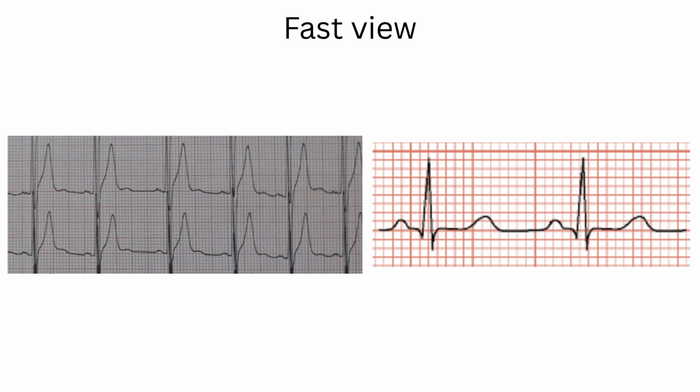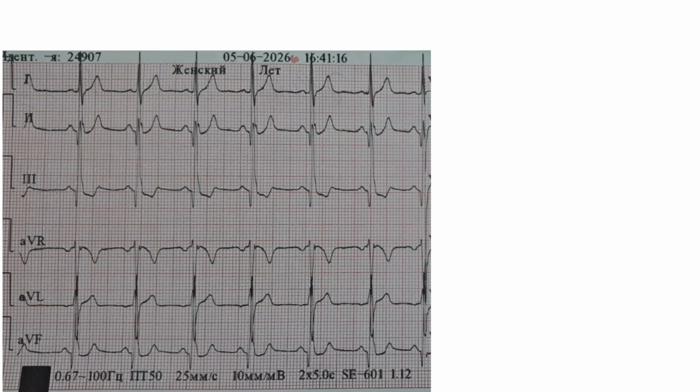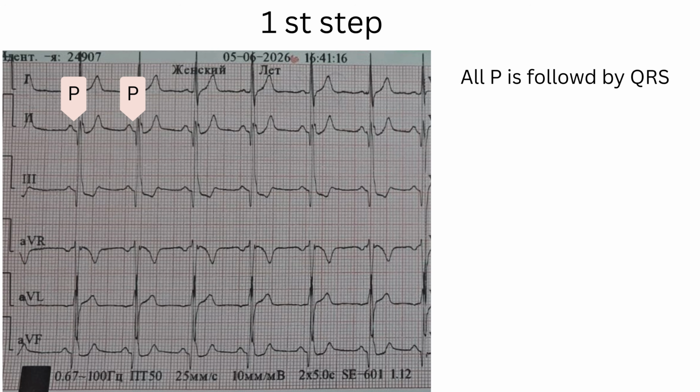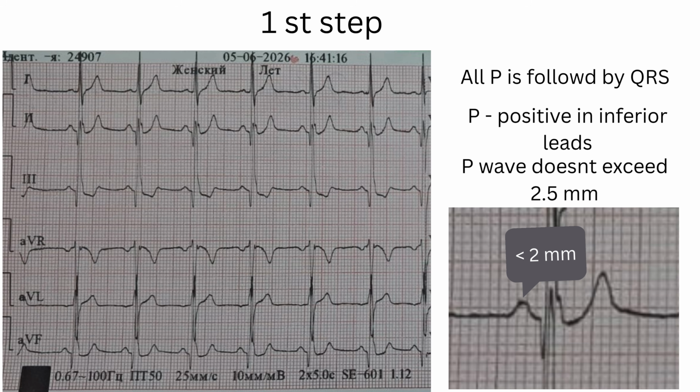The first thing I notice on this ECG is the narrow peaked appearance of the T waves. Let's analyze it step by step and determine what this finding represents. In the first step, we can see that each P wave is followed by a QRS complex. The P waves are positive in the inferior leads and negative in lead AVR. The P wave amplitude does not exceed 2.5 millimeters.